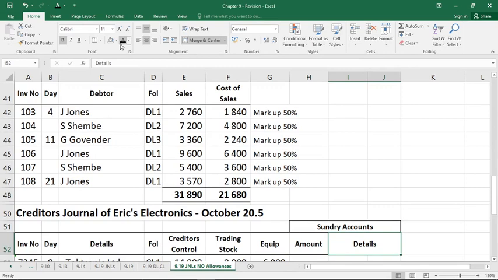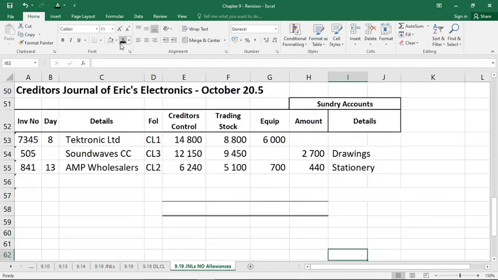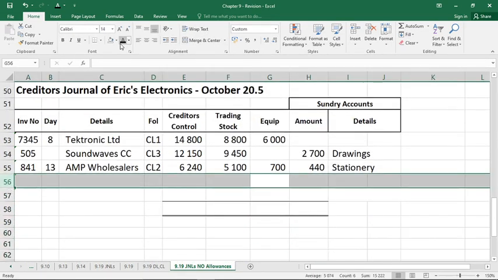Right, we are number 22 now. Bought stock on credit from Soundwave CC per invoice 594 for 7,600. So the creditors journal, once again, simple entry. We put it in there. It's trading stock. So that's all.